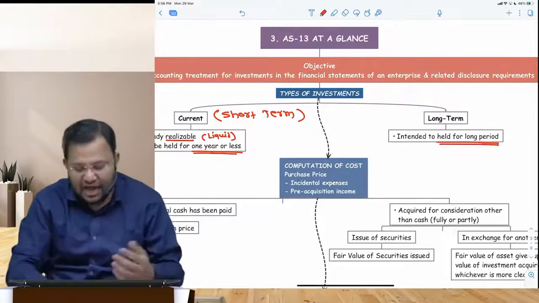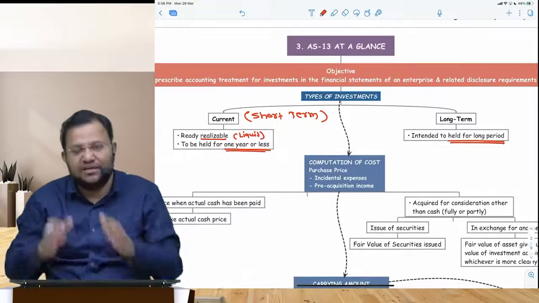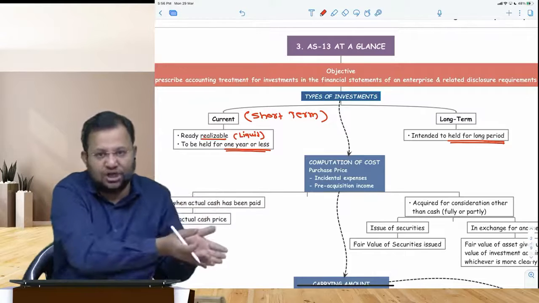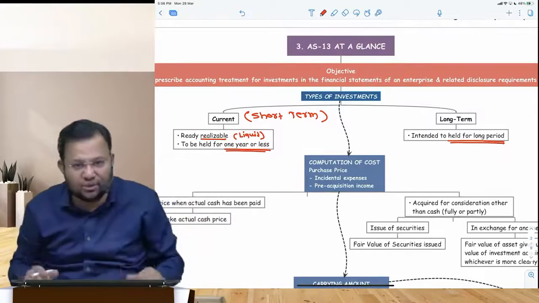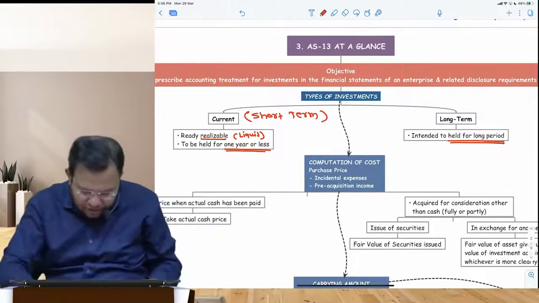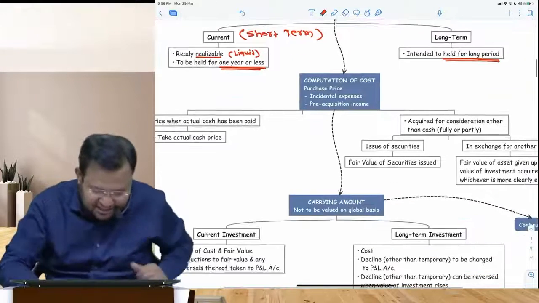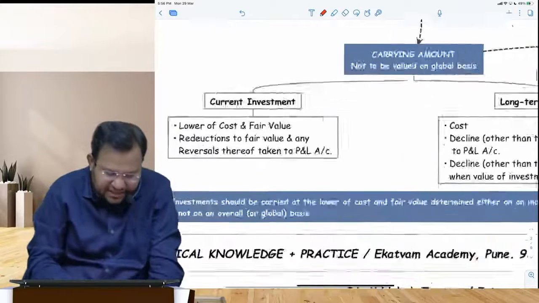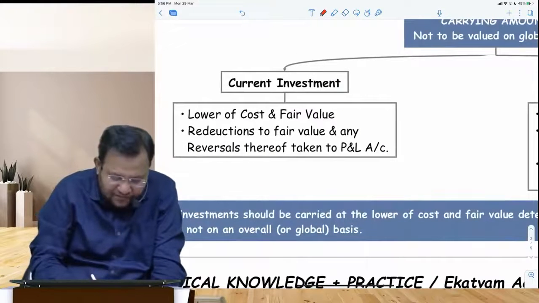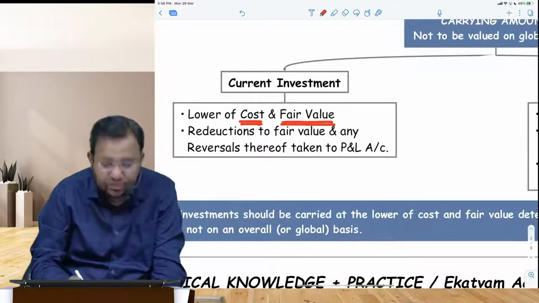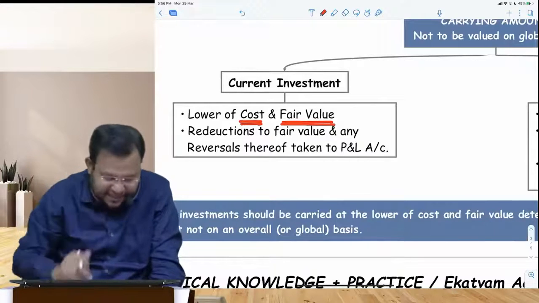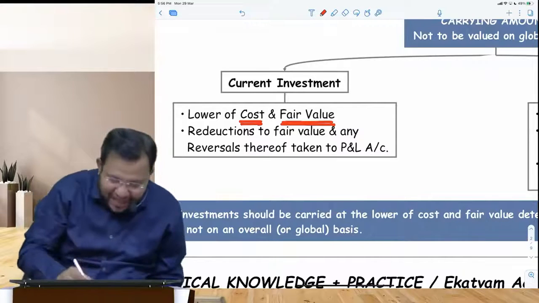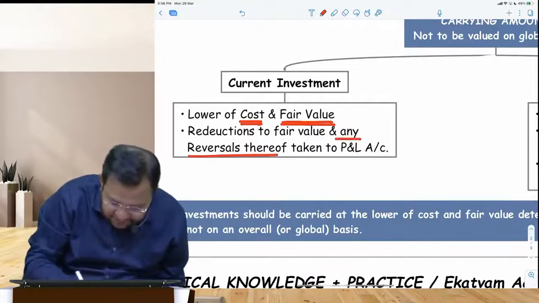But remember, after you purchase an investment, your intention may undergo a change. So long term may be converted into short term, or short term may be converted into long term. So how do you show them in the balance sheet? That is the carrying amount. I'll come down to computation of cost. For a current investment, they are shown at lower of cost and fair value. Cost and fair value. I did not say NRV. So if there is a reduction in the fair value below the cost, that and any reversal thereof is recorded in the P&L.